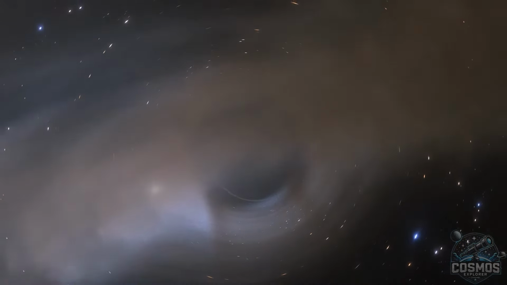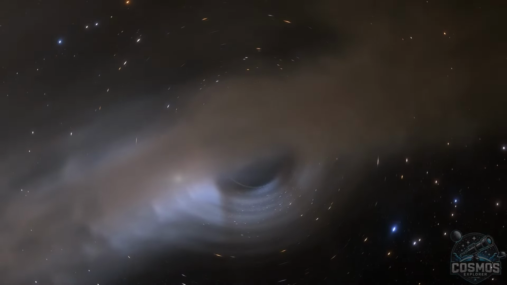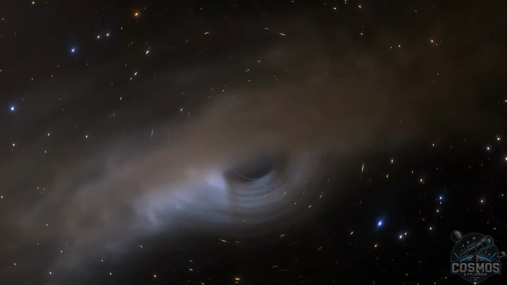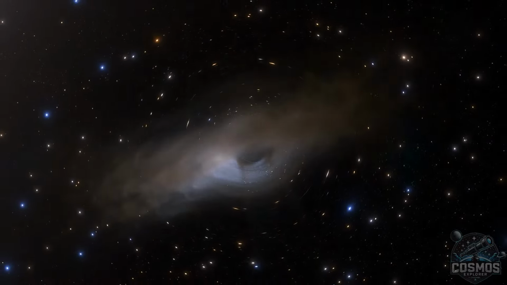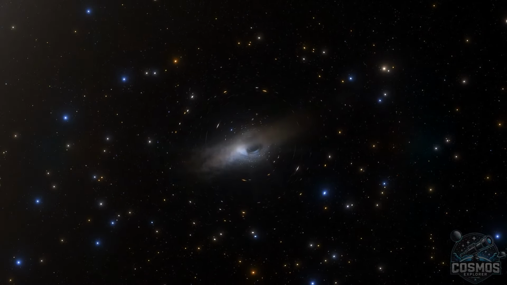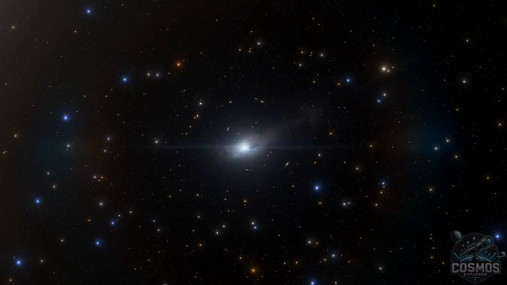The study of white dwarfs offers significant insights into stellar evolution, the behavior of matter under extreme conditions, and the fascinating interplay between quantum mechanics and gravitational forces.